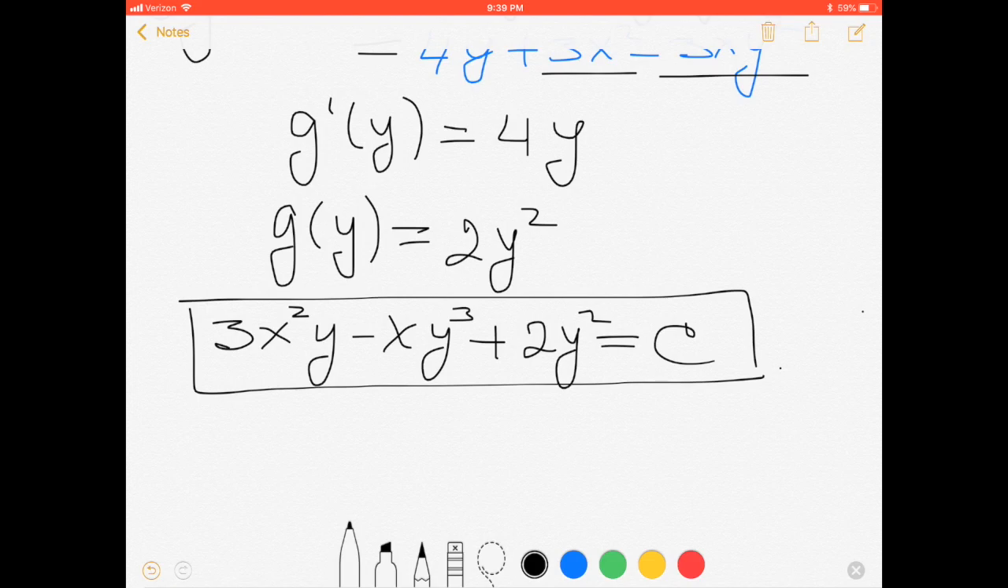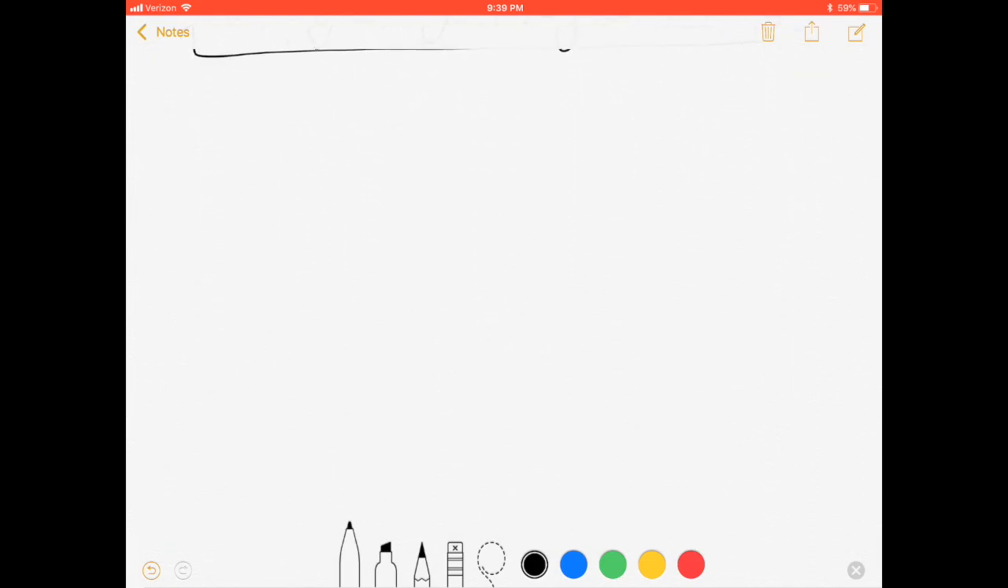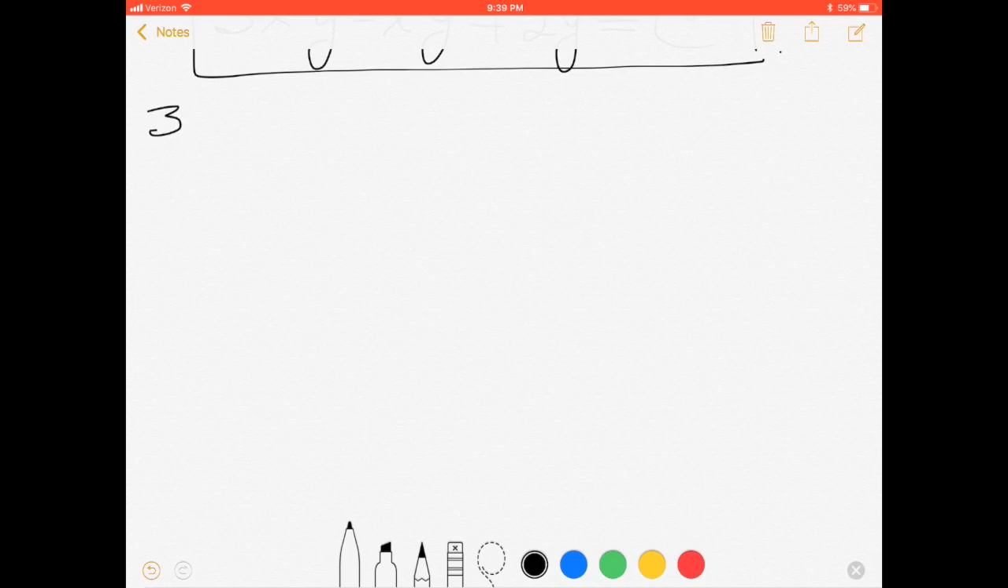Okay, solving one more example. This example is from your book, something similar to your homework. It's question number 38.